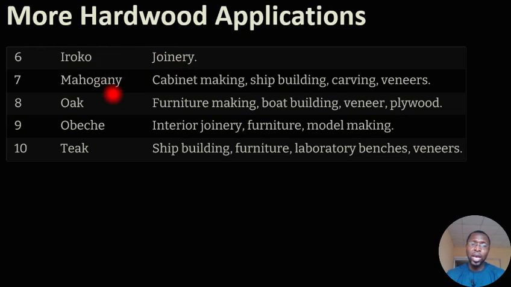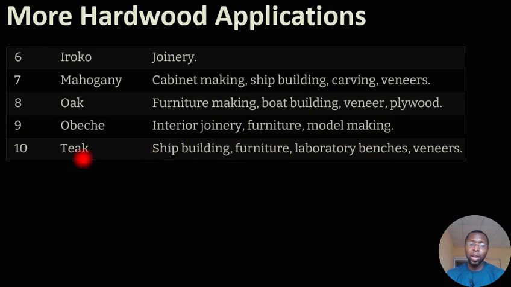And then the mahogany hardwood is used for making cabinets, for boat building, for carving, and for making veneers. Then we have the oak hardwood. The oak hardwood is for making furniture. We use it in building boats. We use it to make plywood as well, and we also use it in making veneer. Then the obeche hardwood is used for interior joinery, for furniture, and for model making.